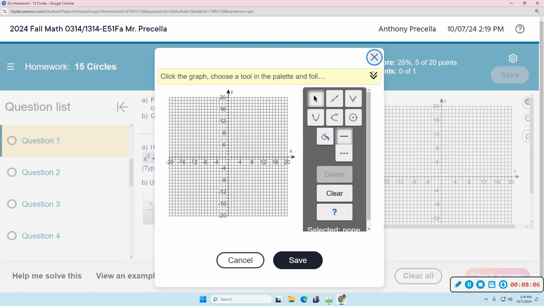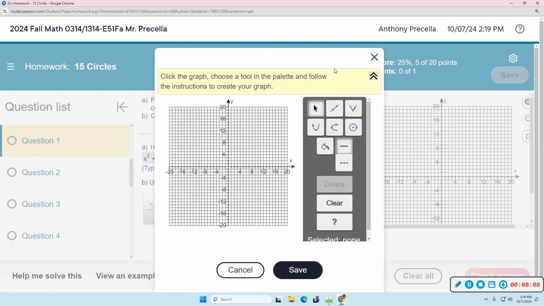Okay, we got to choose the tool. Which one looks like a circle? There's only one tool there that looks like a circle. Maybe this thing right there? There it is. If you hover over it, it says circle tool. And if you have that bionic eye, you can tell there's a blue center and then a blue additional point. That's what you need. You're going to need the center, and you'll need one additional point, and you'll find that additional point because of the radius.